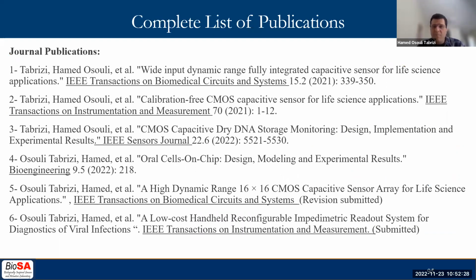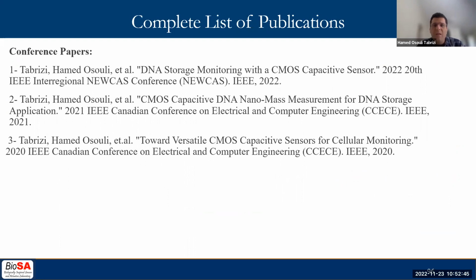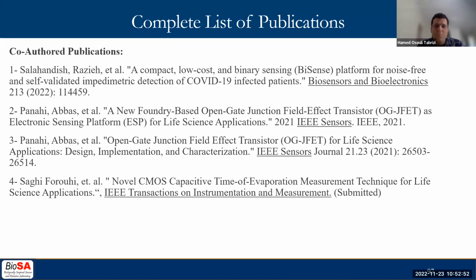Here is a list of my journal publications. There are 6 publications in total. 4 papers have been published associated with the thesis. 1 paper from the thesis, for that one, a review has been submitted. We hope for acceptance of that one too. 3 conference papers associated with the thesis are listed here. I've also contributed as a co-author in 4 other journal papers with the lists that you can see here.